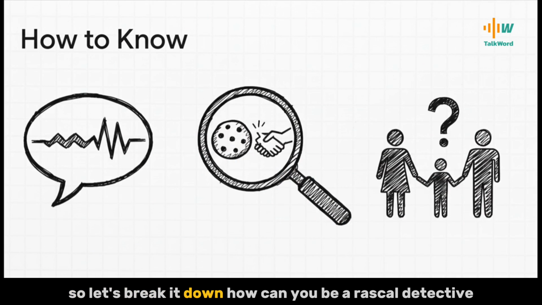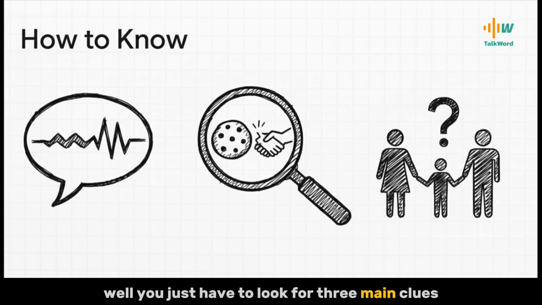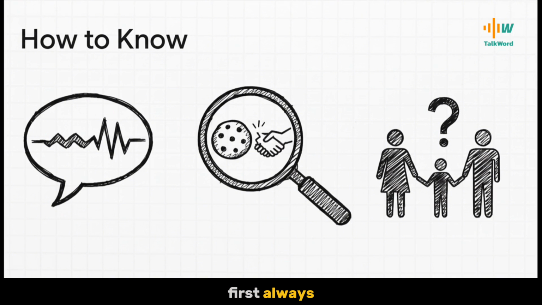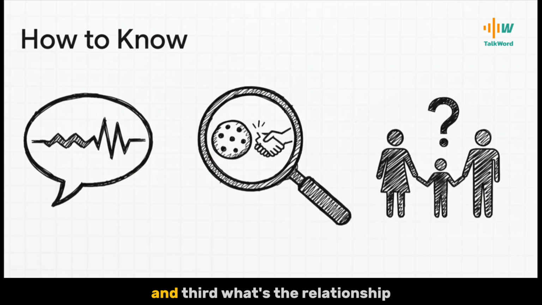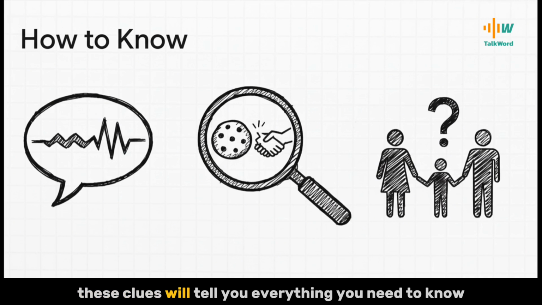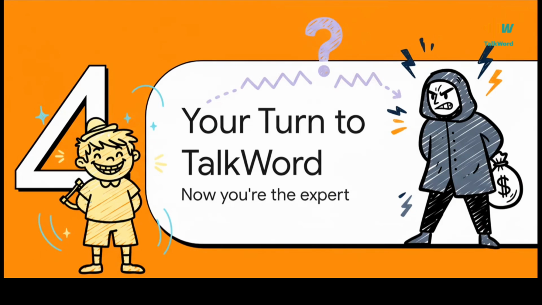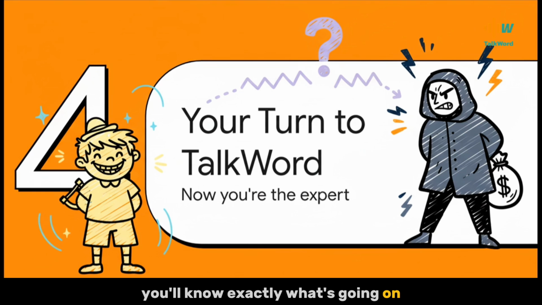So let's break it down. How can you be a rascal detective? Well, you just have to look for three main clues. First, always listen to the tone. Second, what's the context? Are they talking about a toddler or a con artist? And third, what's the relationship? Is it a grandparent talking to a grandchild or two strangers arguing? These clues will tell you everything you need to know. And just like that, you get it. You've totally cracked the code on the word rascal. Now you're the expert, and the next time you hear it, you'll know exactly what's going on.